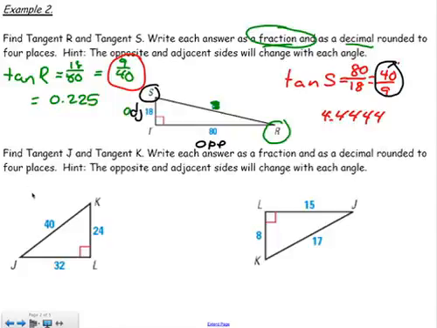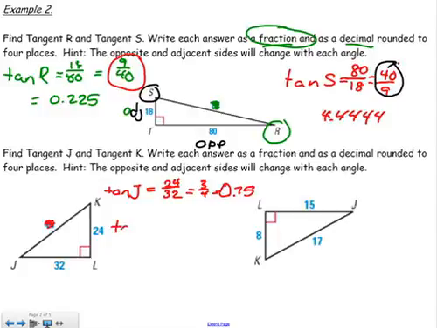For the tangent of J, we'll look down here. Again, we can ignore the 40. We're just going to focus on these. The tangent of J is going to equal the opposite, which is 24, over the adjacent, which is 32. When you simplify that, that's 3/4, or that gives us the decimal of 0.75. Someone asked me yesterday if you need to have a 0 there. I think it's a really good idea, because sometimes if you don't write your 0, you lose that decimal place. So that's where we're at.